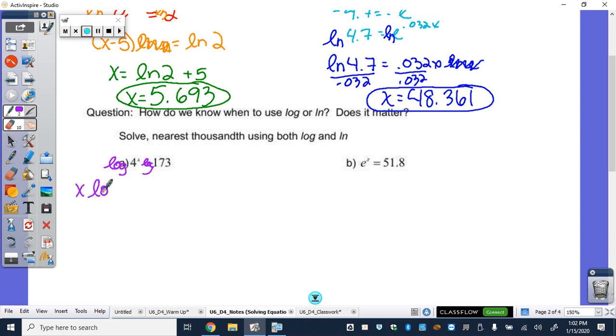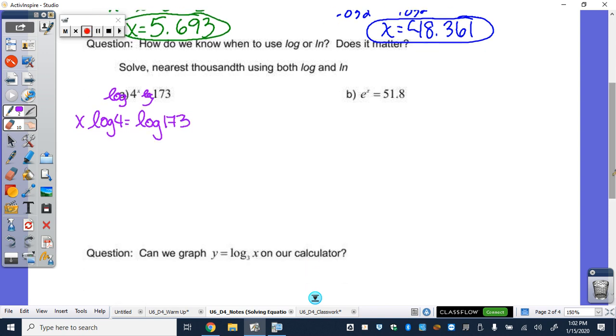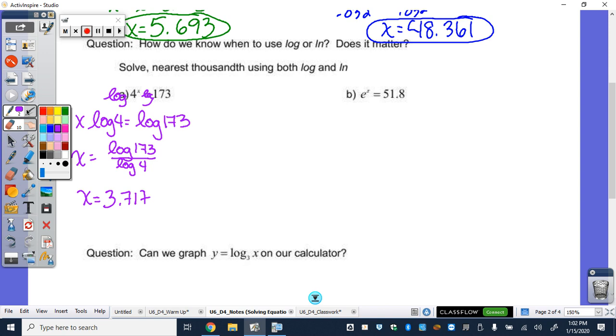So we get x times the log of 4 equals the log of 173. And then what do we divide by? Log of 4. So go ahead, type that in your calculator, and let's get a decimal to the nearest thousandth, because it's easier to compare the decimals. 3.717.